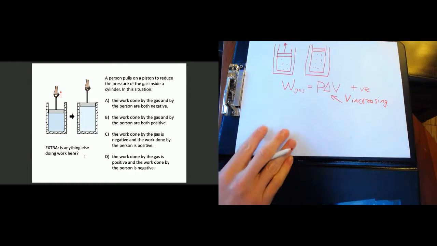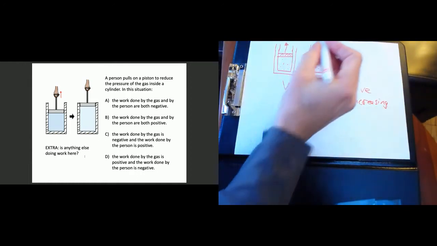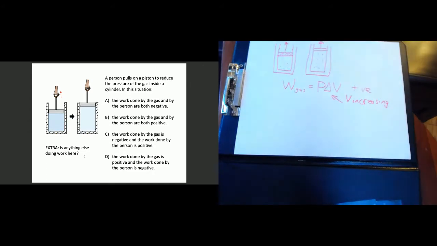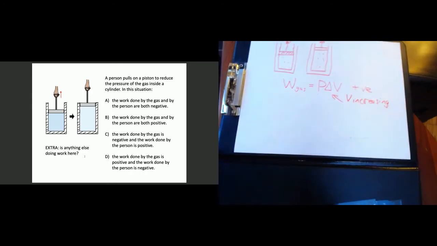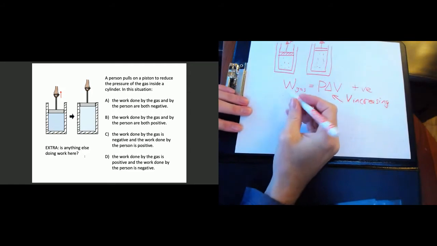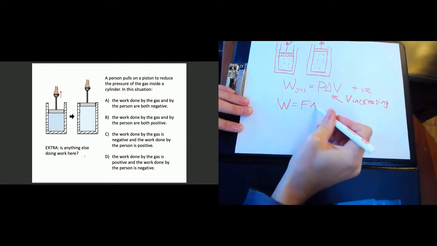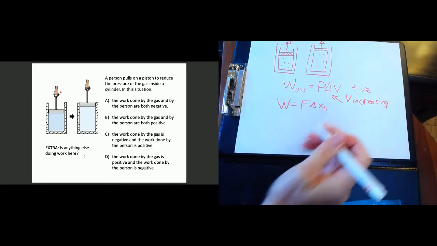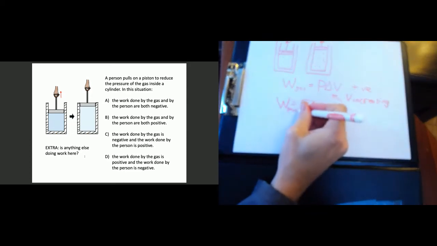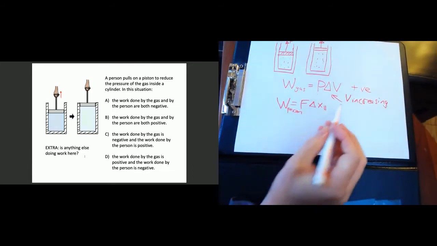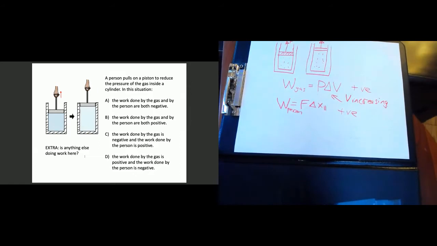What about the work done by the person? So then we can use our general understanding that if you're exerting a force in one direction, in this case upwards, and if the thing that you're exerting a force on moves in the same direction that you're exerting the force, then the work is going to be positive. So we say the work is F and delta X parallel, or delta X in the direction of the force. And so the work for the person is also going to be a positive value. Okay. And so for this question, the answer is B. The work done by the gas and by the person are both positive.